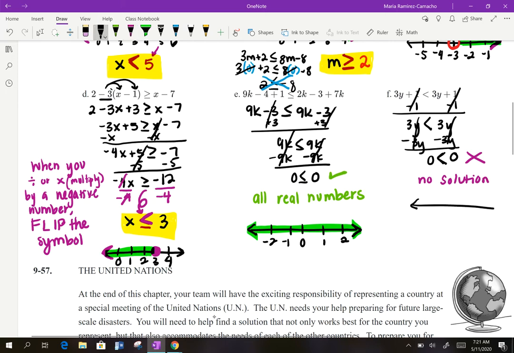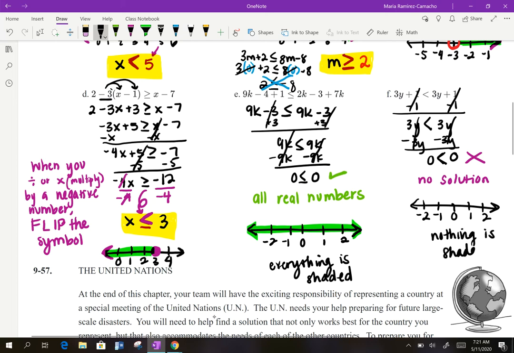How do you represent that on a number line? Well, you just don't shade anything. So here, everything is shaded. And here for no solution, nothing is shaded. Where does that difference come in? It's in that symbol, okay? With less than or equal to, that equal to part is important. It's missing for part F. 0 cannot be less than 0, so that is no solution.